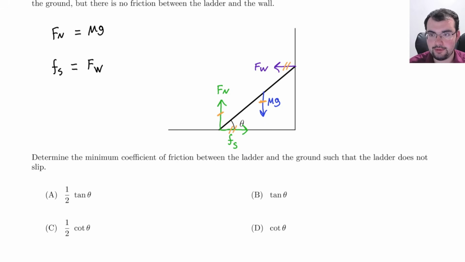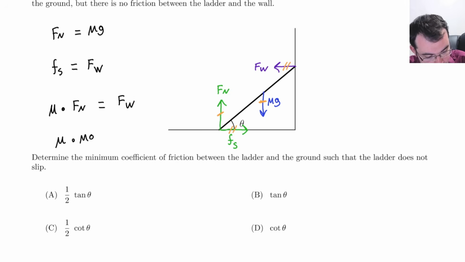And why that's helpful is because if we want the minimum coefficient of friction, this must mean we're maximizing our static friction force. So we also know that the maximum value of static friction is mu times the normal force. And the normal force is just mg. So if we can figure out what this force is from the wall, we're essentially done. Well, we need another equation, and that's where torque comes into this.